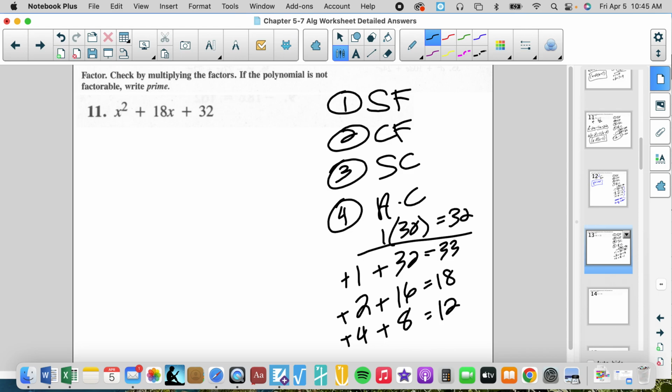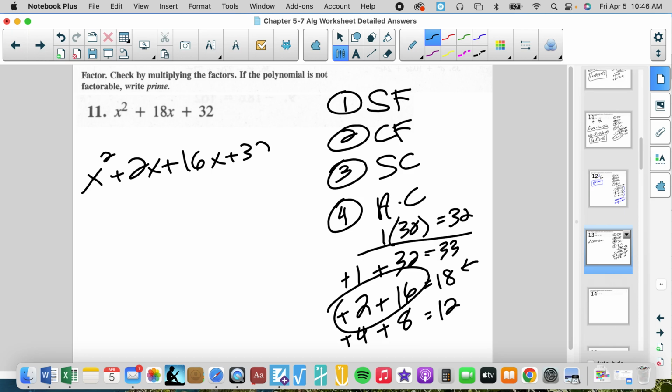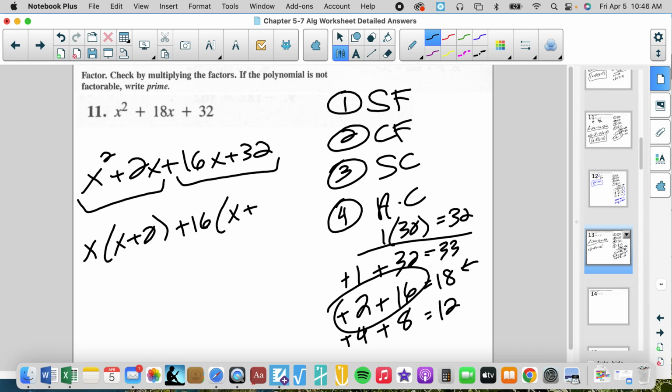2 and 16. My middle is 18, so I'm going to take that as my outside and inside. X squared plus 2x plus 16x plus 32. We're going to factor out an x. We get x plus 2. We're going to factor out a 16. We get x plus 2, x plus 2, x plus 16.